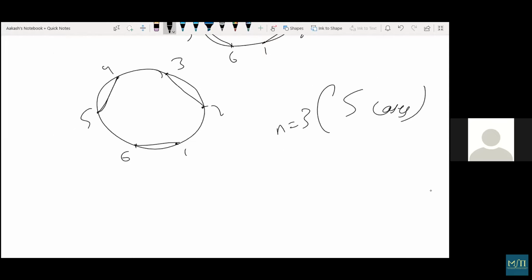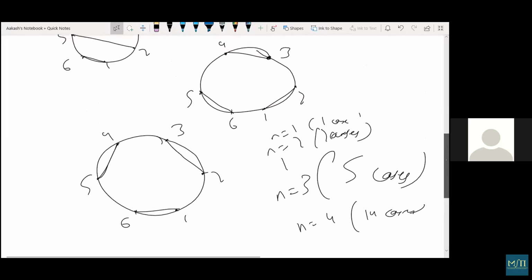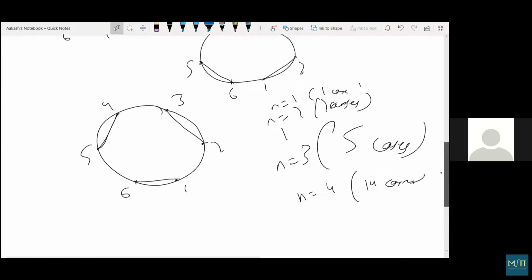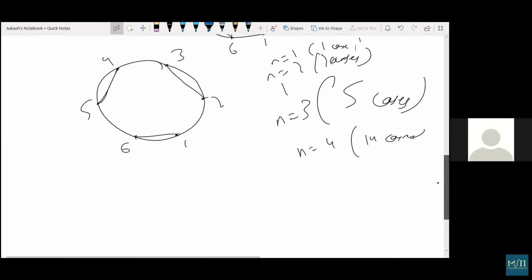For n is equal to 3, there will be 5 cases. For n is equal to 4, there will be 14 cases. For n is equal to 2, there will be 2 cases. For n is equal to 1, there will be 1 case. As Chandan mentioned in the previous cases, for n is equal to 1 there will be 1 case, for n is equal to 2 there will be 2 cases, for n is equal to 3 there will be 5 cases, and for n is equal to 4 there will be 14 cases.